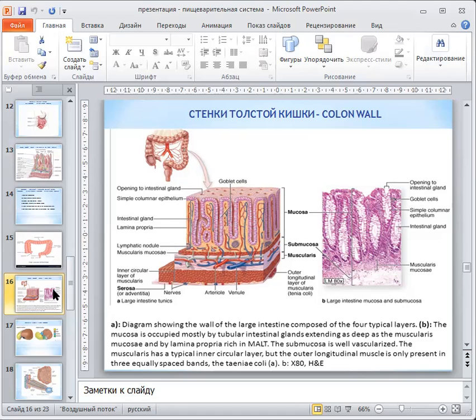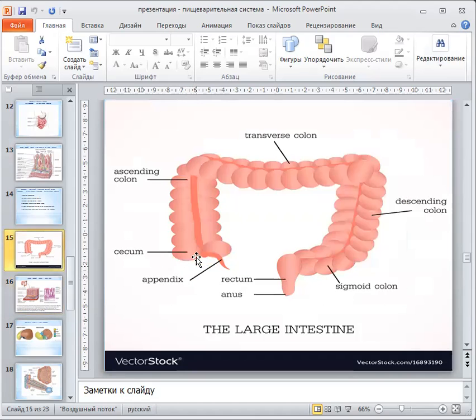Function of a large intestine. First, water secretion. Second, partial digestion. 3, motor function. 4th, formation of fecal masses. 5th, secretory function. The cecum, it is the first circular part of large intestine. 7 centimeters in length and 7.5 centimeters in width.